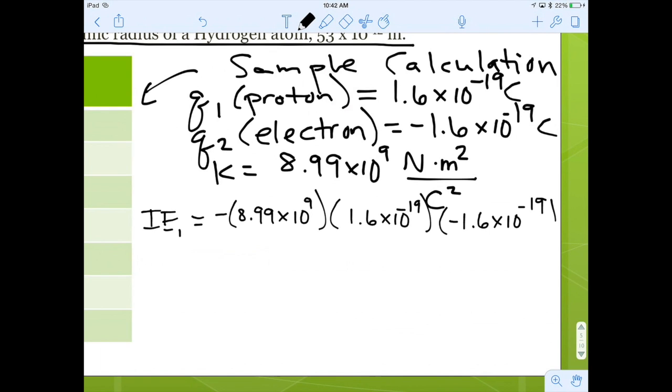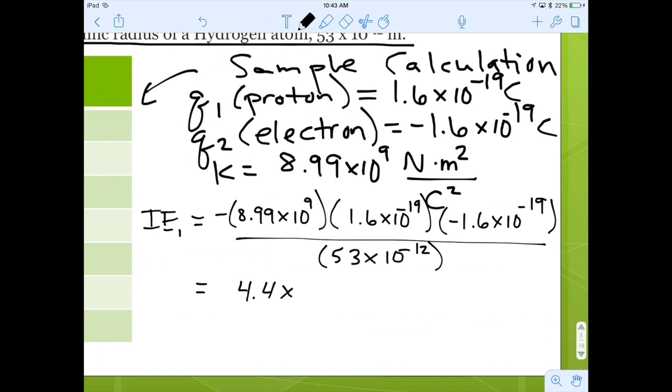And we will divide by our distance, which again, we're pretending everything is the size of hydrogen. So it will be 53 times 10 to the negative 12 meters. Now when we do this math, it'll end up being about 4.4 times 10 to the negative 18 if you plug it in your calculator. But what are our units going to be?